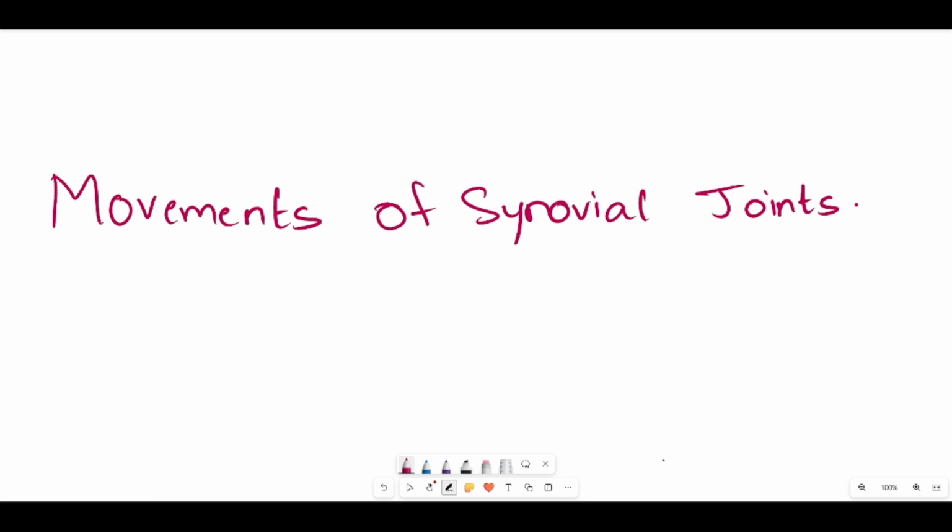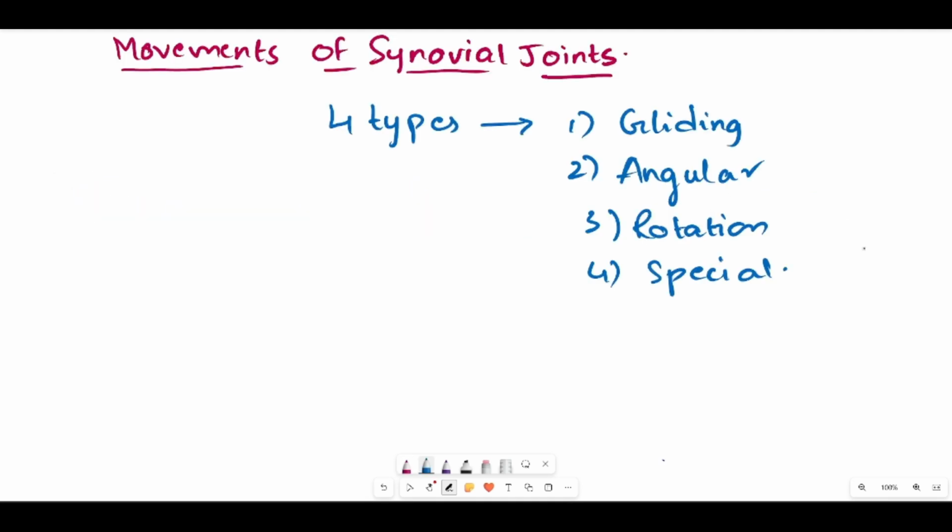Today we are going to learn the movements of synovial joints in the simplest way possible. The movements of synovial joints are basically divided into four types. The first movement is gliding, the second one is angular, the third one is rotation and the fourth one is special. Now let's get into each type in detail.